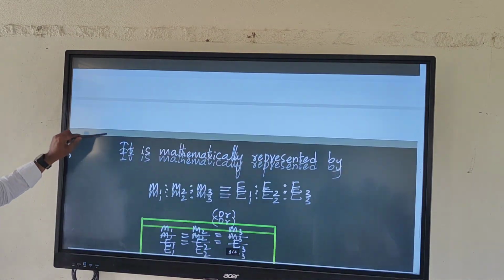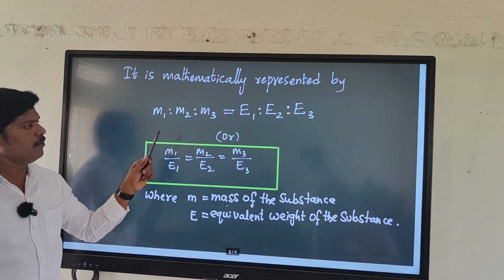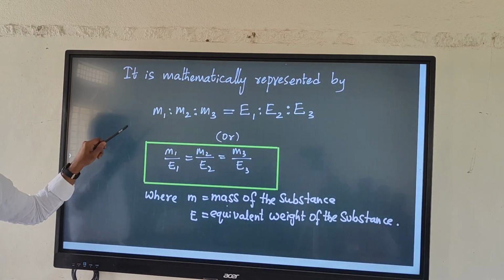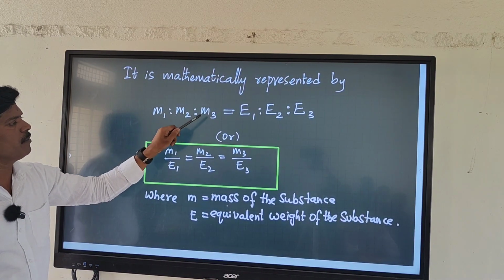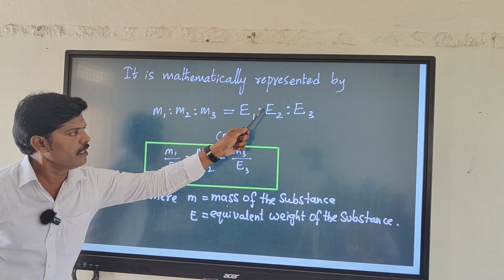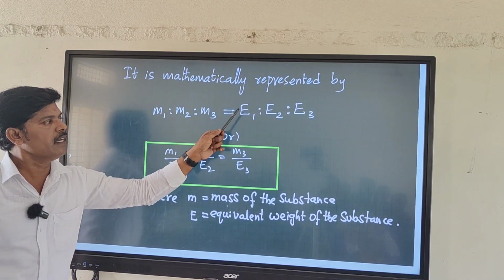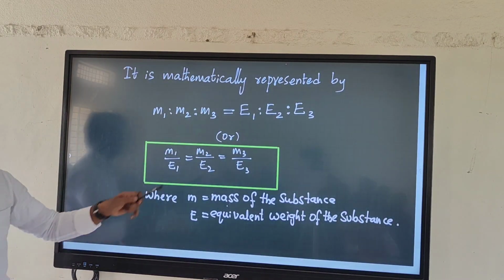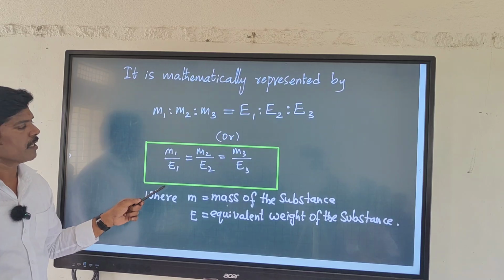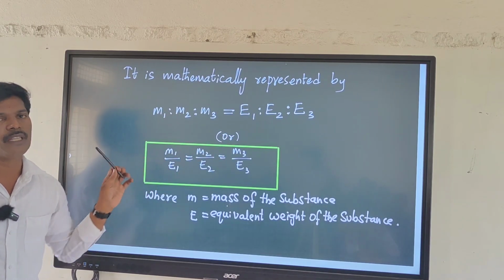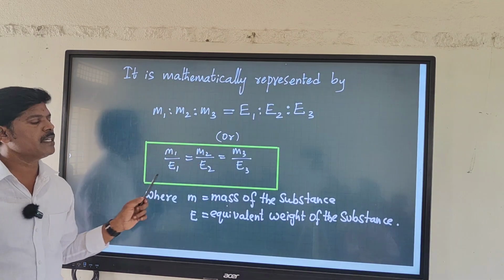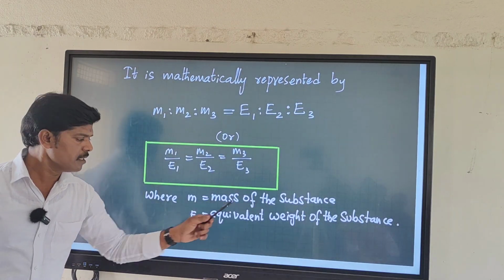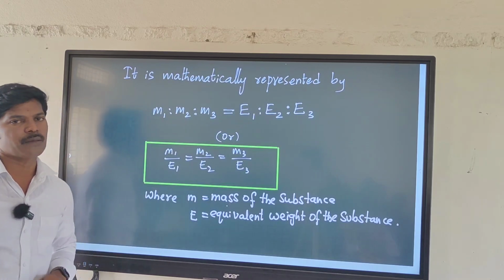It is mathematically represented by M1 is to M2 is to M3, masses of substance at different electrodes. So M1 is to M2 is to M3 is equal to E1 is to E2 is to E3, the ratio of chemical equivalents or equivalent weights. Or we can say M1 by E1 is equal to M2 by E2 is equal to M3 by E3. This is the mathematical form of Faraday's second law, where M is the mass of the substance and E is the equivalent weight of the substance.